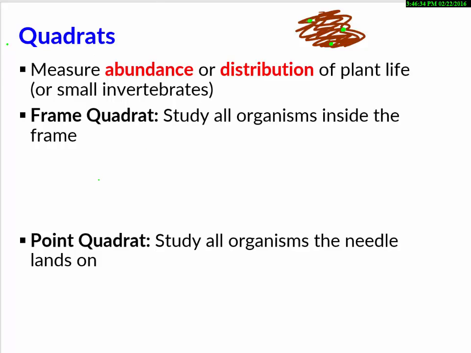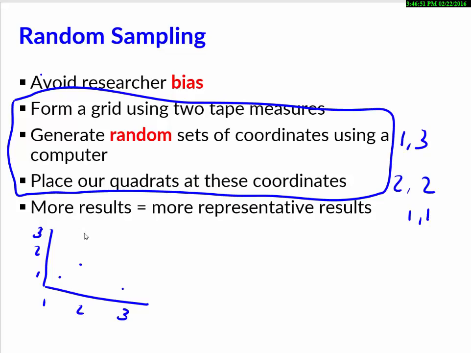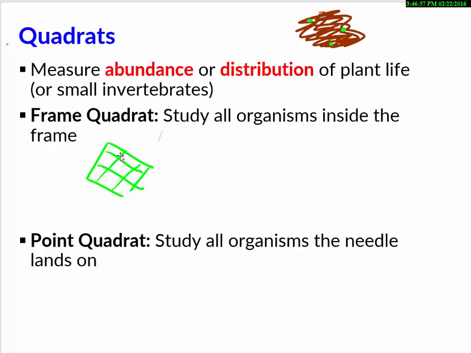Now, a frame quadrat is a square frame, just like this, and is sometimes divided into a grid, but not always. And you put this square frame down. If we go back to this, then we'll put our square frames down here, here, and here. So we'll put the square frame down at the coordinates, and we'll look at all of the organisms inside the frame. If we want to find abundance, then we would count the organisms inside the frame. If we wanted to find the mass of organisms, then we would pick all of the organisms out of the frame and go and measure their mass. So that's what we do with a frame quadrat.